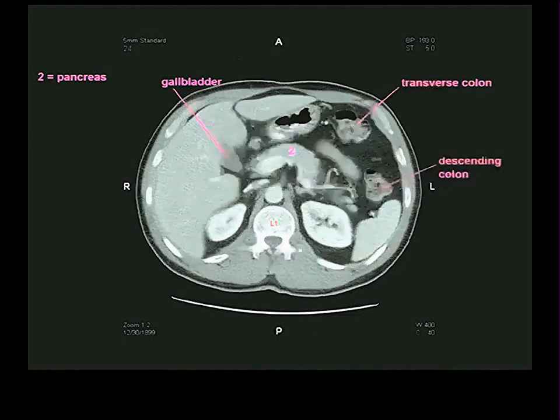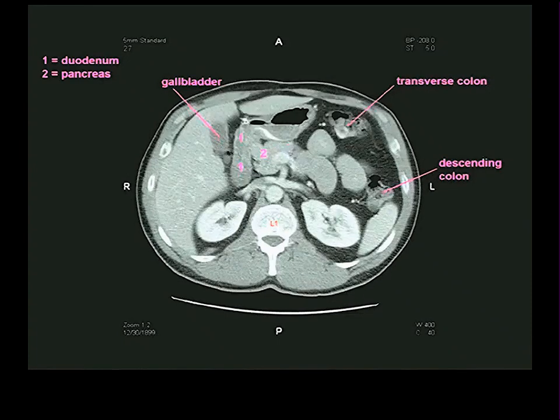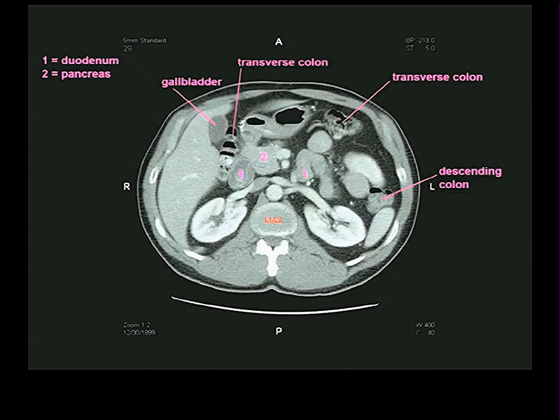What is one? If this was our stomach, here are our clips, this is the first part of the duodenum coming from the stomach. Then the first part is heading posteriorly to turn into the second part of the duodenum. Right here, one is just duodenum. The head of the pancreas, as you know, is within the duodenal sweep. So the structure which is immediately to the right of the head of the pancreas is always the second part of the duodenum.